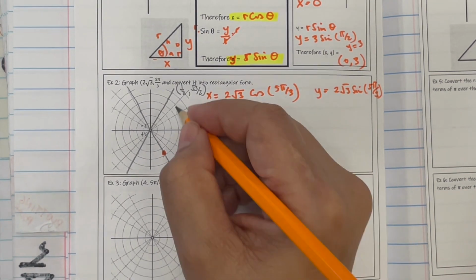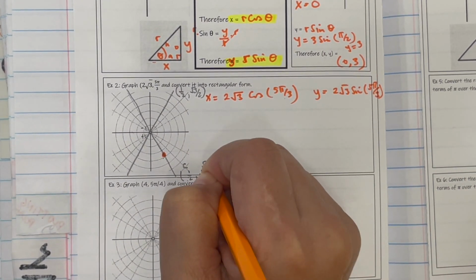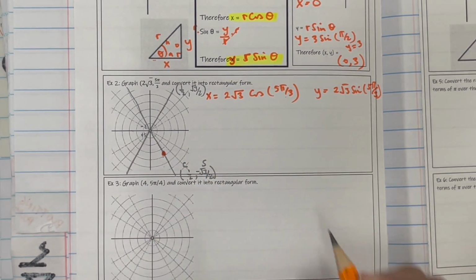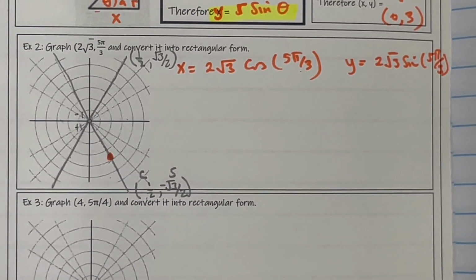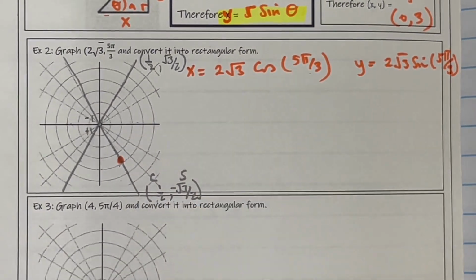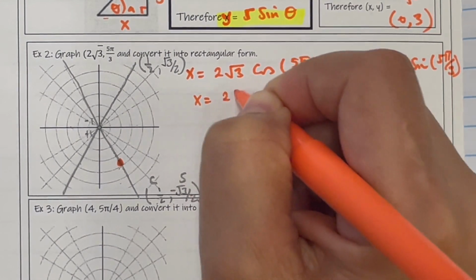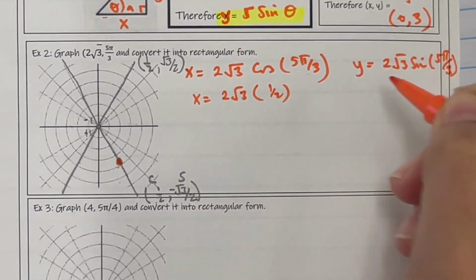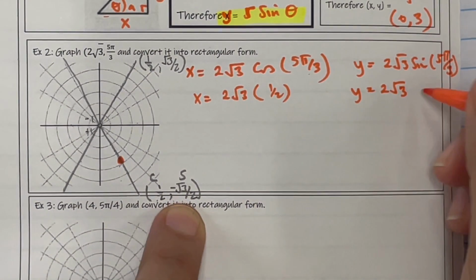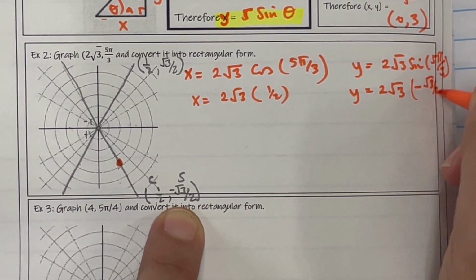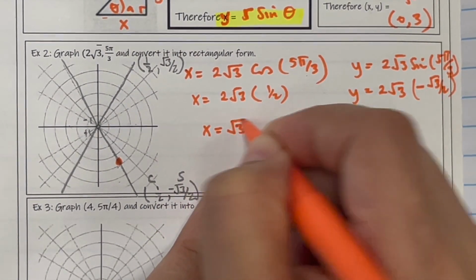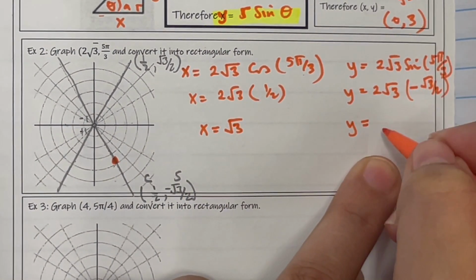Which means the one down here, they're the same numbers, but it's positive x, negative y. So positive x, negative y. So you do need to know your unit circle pretty well to work these out. All right, so cosine is 1/2. So x is equal to 2 radical 3 times 1/2. And y is going to be 2 radical 3 times sine of that, and sine is negative radical 3 over 2. So just put all of that in the calculator. You're going to get x is equal to radical 3 and y is equal to negative 3.